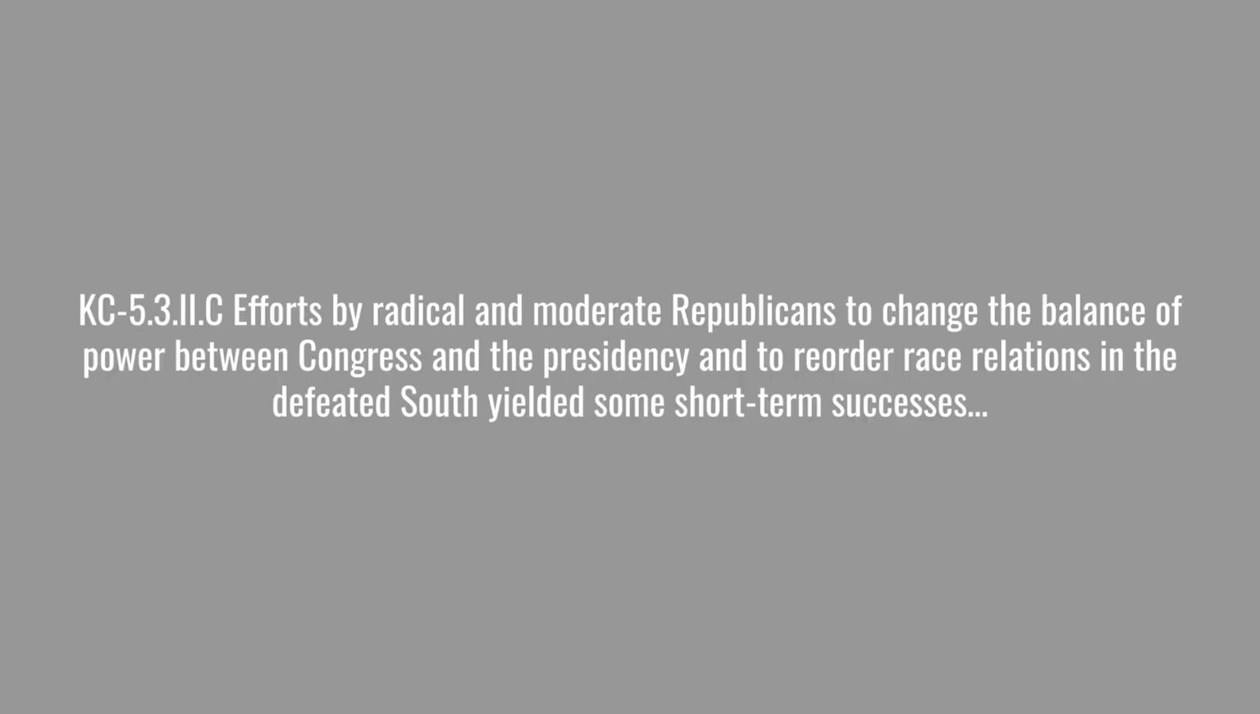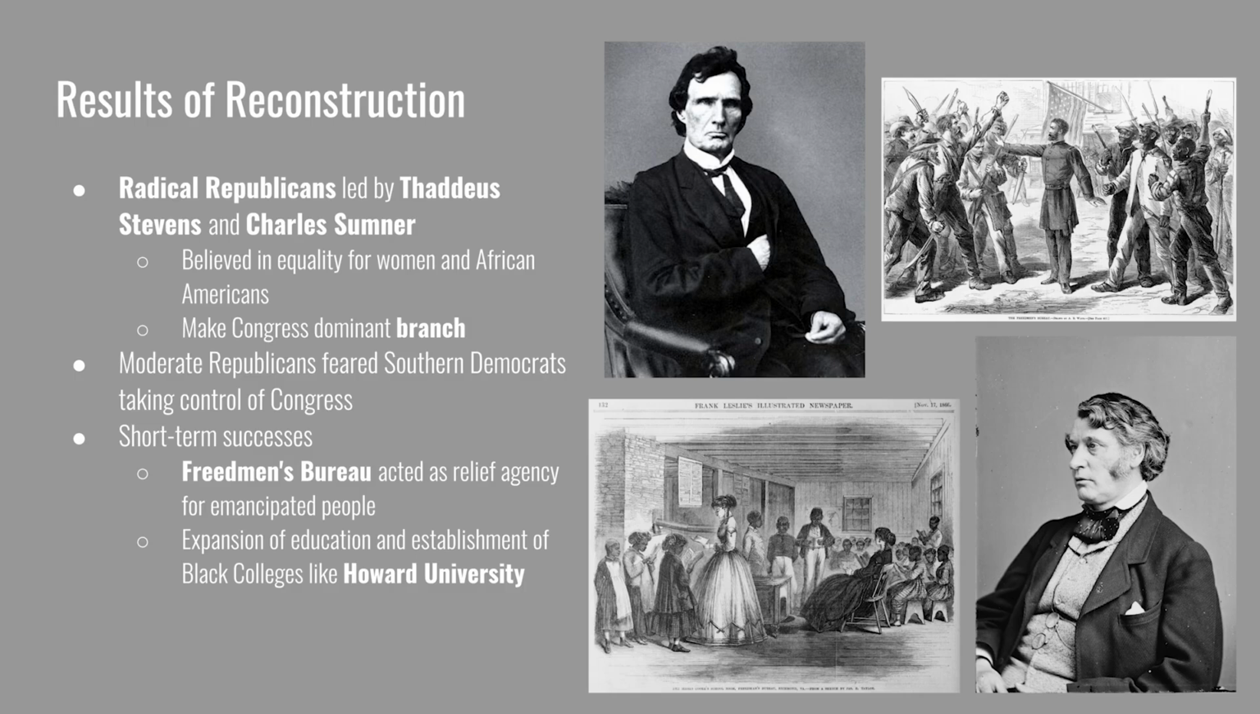The next key concept is also broken up into two parts. They cover the result of Reconstruction. Efforts by radical and moderate Republicans to change the balance of power between Congress and the presidency and to reorder race relations in the defeated South yielded some short-term successes. Radical Republicans were led by Thaddeus Stevens and Charles Sumner, the same Charles Sumner who was beat with a cane by Preston Brooks on the floor of the Senate.